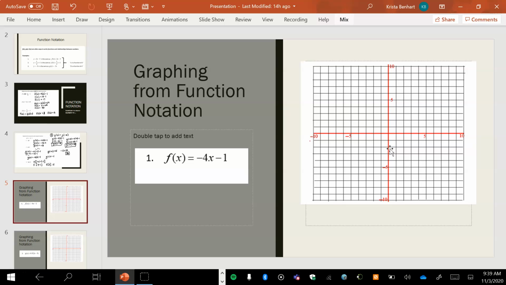So the next section is graphing from function notation. All right, so it's the same thing as graphing y equals negative 4x minus 1. You can choose any way you want. It's in slope-intercept form. So I'm going to start at negative 1 and go 1, 2, 3, 4. Down 4, right 1. And opposite, I'm going to go up 4, left 1.